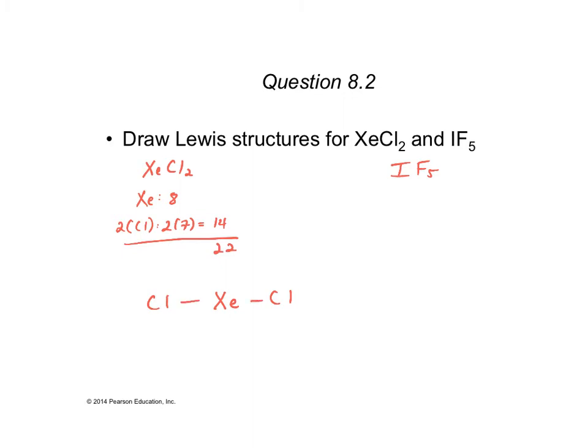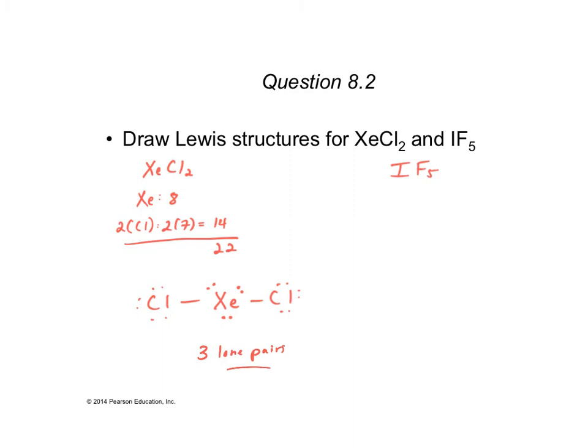So make single bonds, dot, dot, dot, dot, dot, dot. That gets rid of 16. What do I do with the rest of the 6 that I have left? Just a lone pair on xenon. And just by convention, we try to pick a corner and put the pairs together. So then how many lone pairs does xenon have right now? 3 total lone pairs.